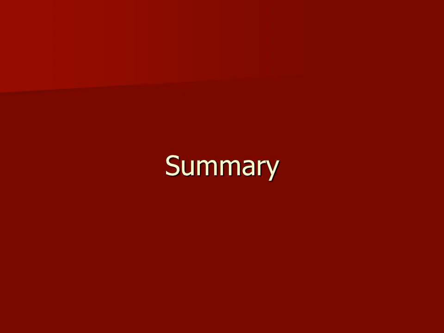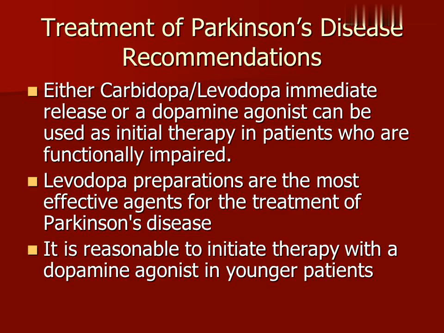Summary. Treatment of Parkinson's disease recommendations. Either carbidopa/levodopa immediate release or a dopamine agonist can be used as initial therapy in patients who are functionally impaired. Levodopa preparations are the most effective agents for the treatment of Parkinson's disease. It is reasonable to initiate therapy with a dopamine agonist in younger patients.